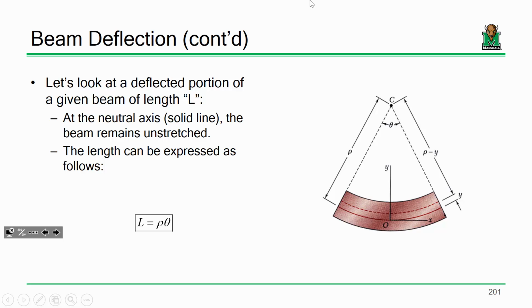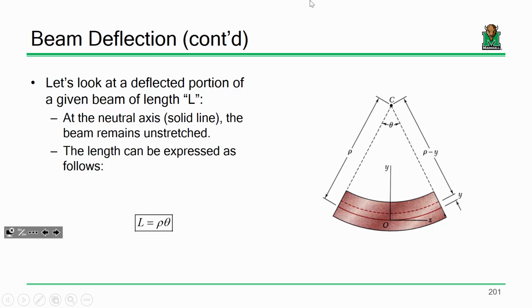Now, I propose that when we deflect a beam, because of our assumptions, the neutral axis stays the same length. In other words, if that beam was 10 inches long, after it has deflected, the length of that neutral axis, the length of that curve, it's still 10 inches. But I propose that the deformation has occurred above and below that line. For instance, everything above the neutral axis has gotten shorter. It's compressed. Everything below the neutral axis has stretched out. It's gotten longer. And that's how beams deform, okay?